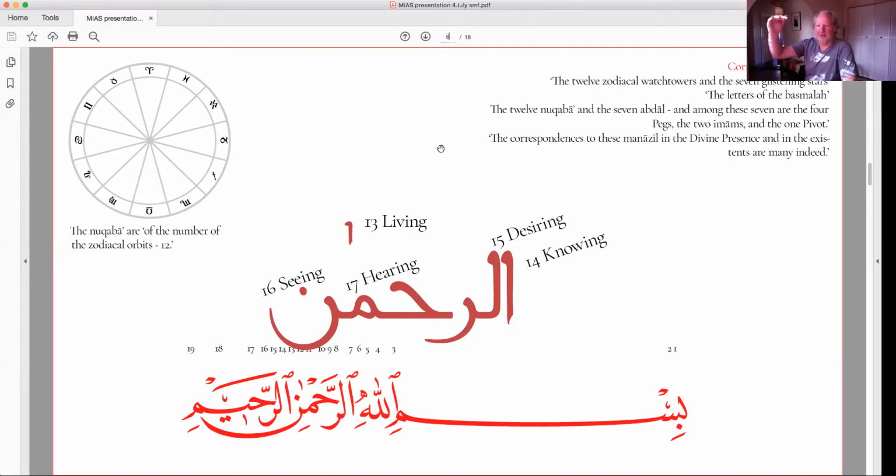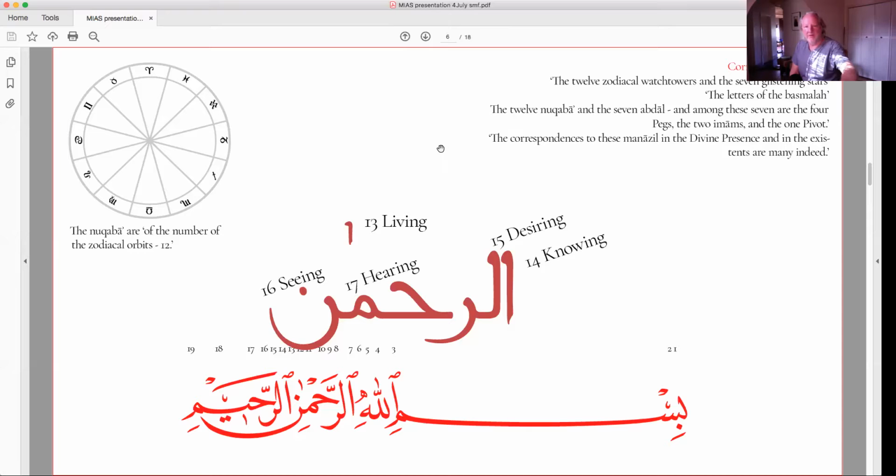So if you have the list of the Qutub and the Imamain, so the pivot and the 2 Imams, and then the 4 pegs who are assigned to the cardinal directions. And then you have the 7 climates and the 7 substitutes, the Abdal. So the 12 nuqaba and the 7 Abdal come together as 19. And then he'll say that the correspondences in the divine presence and in existence with us are many indeed. So we should find the 19 showing up many times.